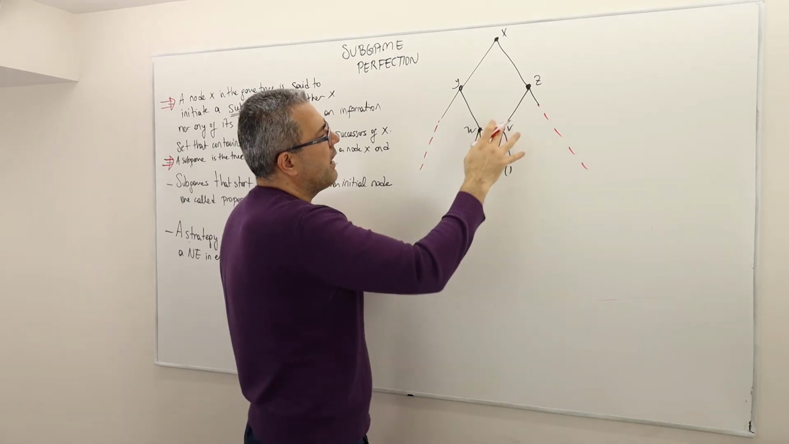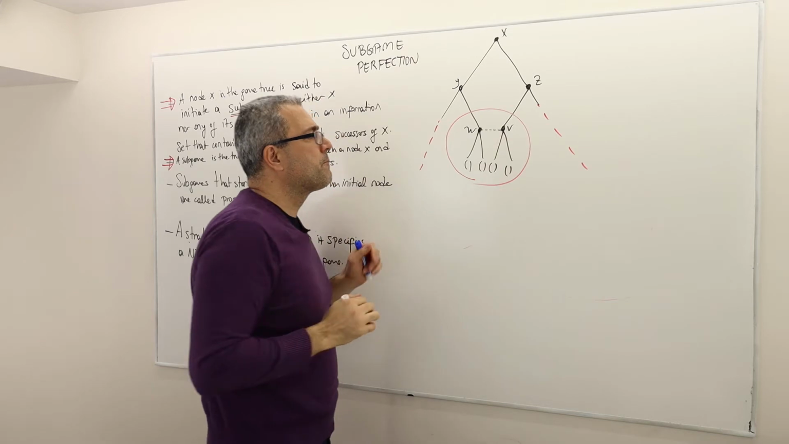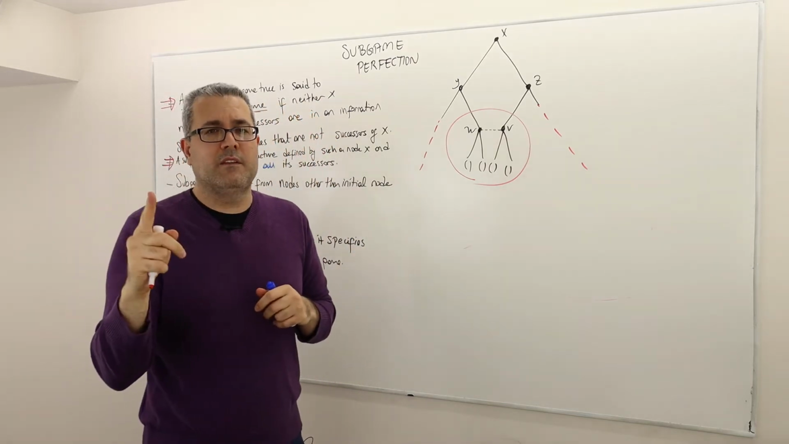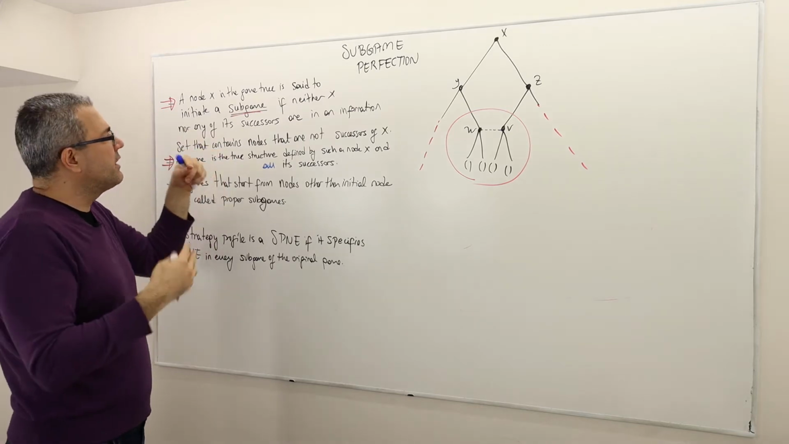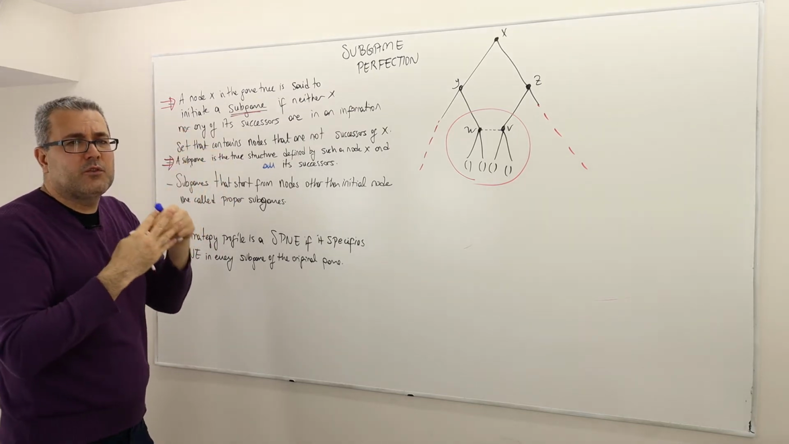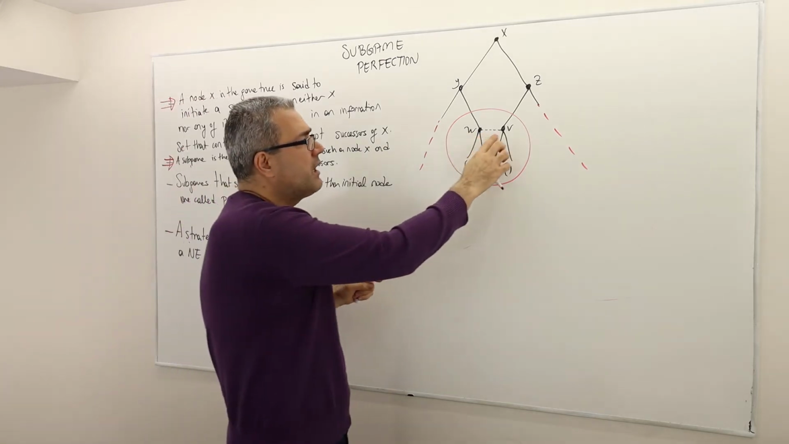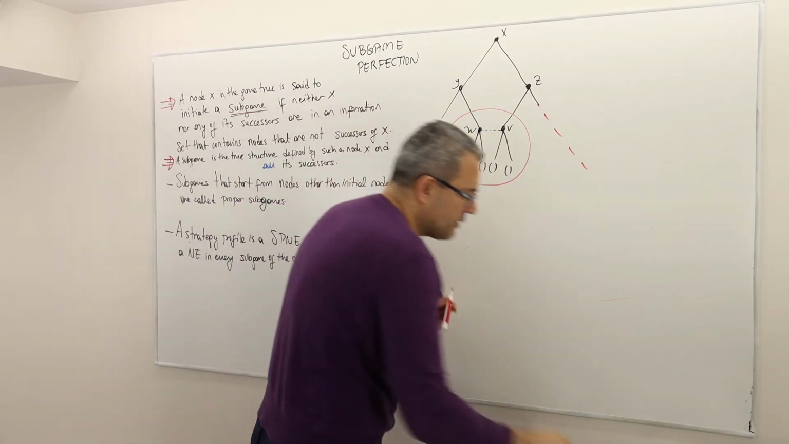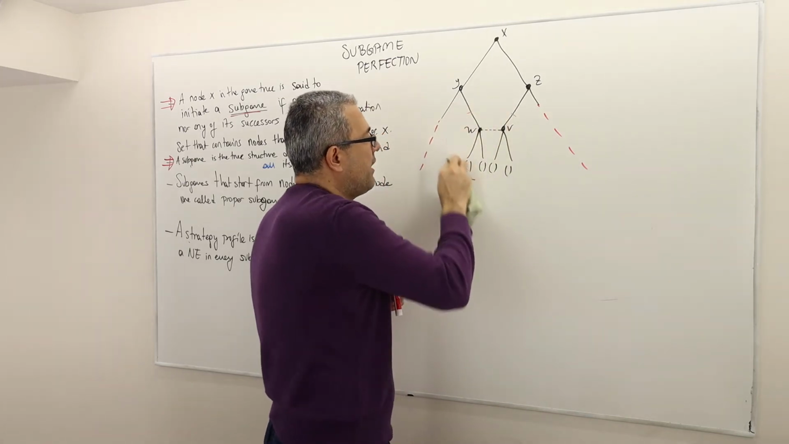So when I come to these decision nodes, for example, can I say this is a subgame? No, I can't. Why? Because again, it contradicts this definition. The subgame must start with a single decision node. Here I have two decision nodes, so this cannot be a subgame. Okay, what else? What about this?